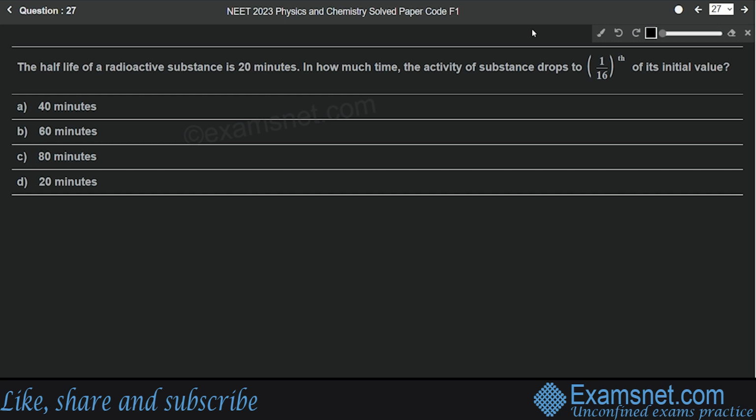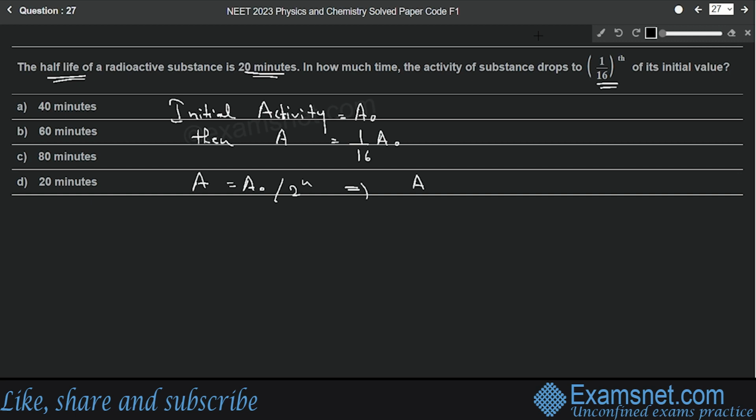Question number 27 is from the chapter Nuclei, and the question is, the half-life of a radioactive substance is 20 minutes. In how much time does the activity of the substance drop to 1/16th of its initial value? Okay. So if the initial activity is A naught, then activity after time t, that is A, is equal to 1 by 16 times A naught, right? According to this question. Now we know that A is equal to A naught by 2 to the power n. So from here we can say that A by A naught will be equal to 1 by 2 to the power n, right?